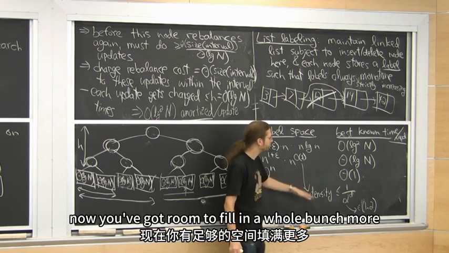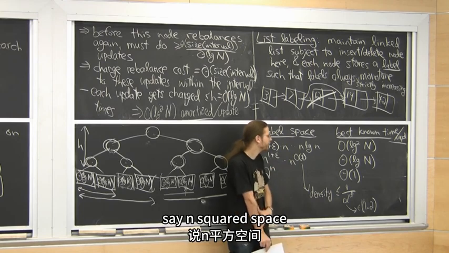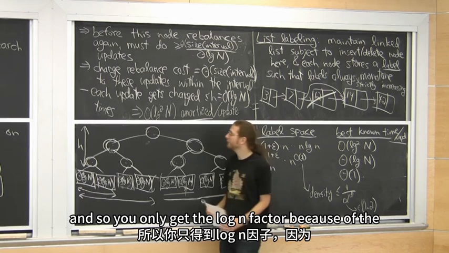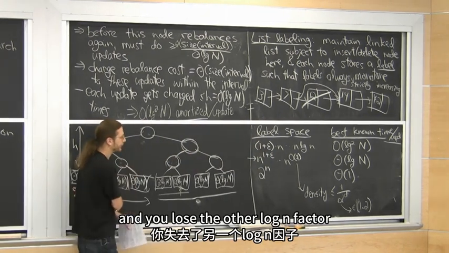Now you've got room to fill in a whole bunch more densities when you have, say, n squared space. And so you only get the log n factor because of the number of ancestors of a node, and you lose the other log n factor.